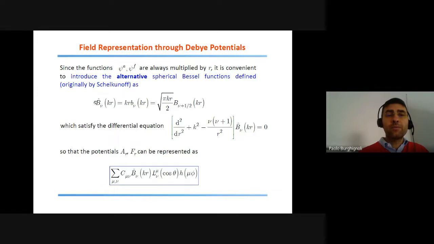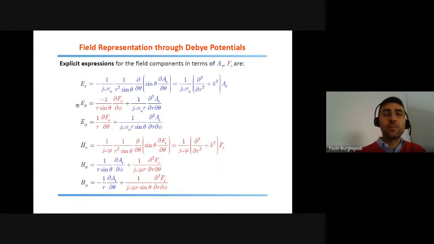And once we have introduced these modified Bessel functions, we can represent our radial potentials in terms of linear combinations of elementary solutions written as products of the special functions b hat and L and H. So this is the most general representation for the Debye potentials that we can use to represent an arbitrary electromagnetic field.